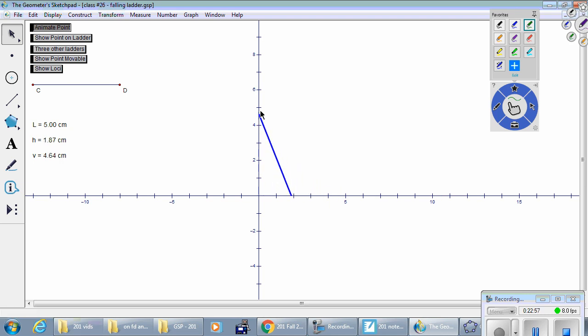You can see it's moving very slowly here, small changes here. But as we get down to the bottom, it's going to move faster and faster and faster and then slam into the ground very abruptly. Okay, and then I'm going to show a point on the ladder.